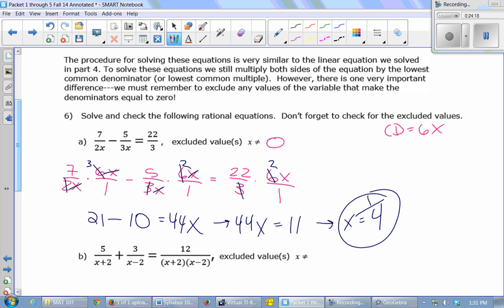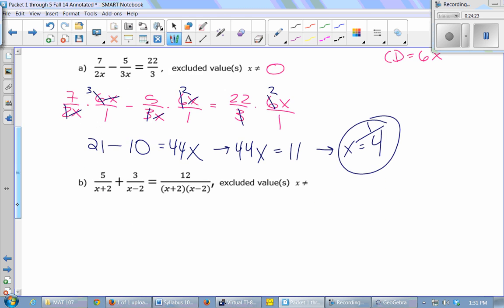Is that okay? Because I was at 44x equals 11, right? I divide both sides by 44. Yeah, those cancel. 11 over 44 reduces to a 4th. Yeah. You're welcome. That's the danger of doing things in your head, right? Just write it down.